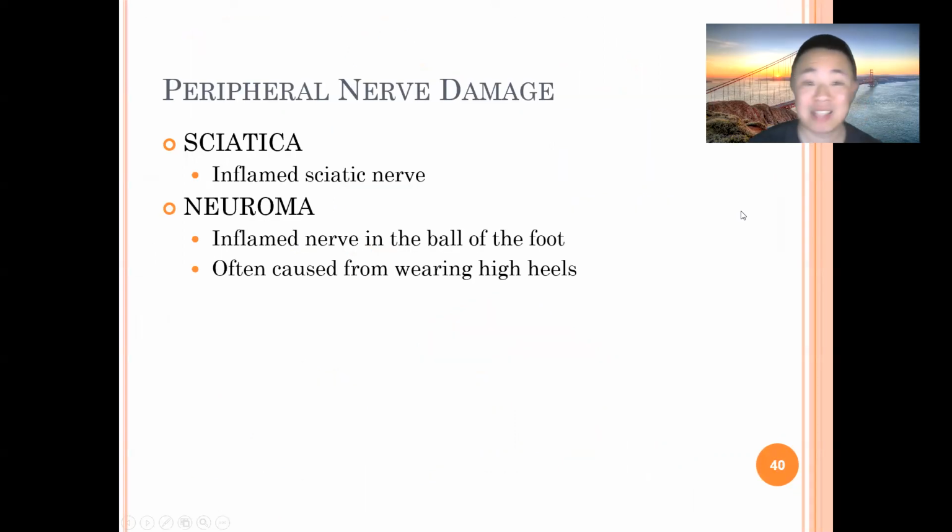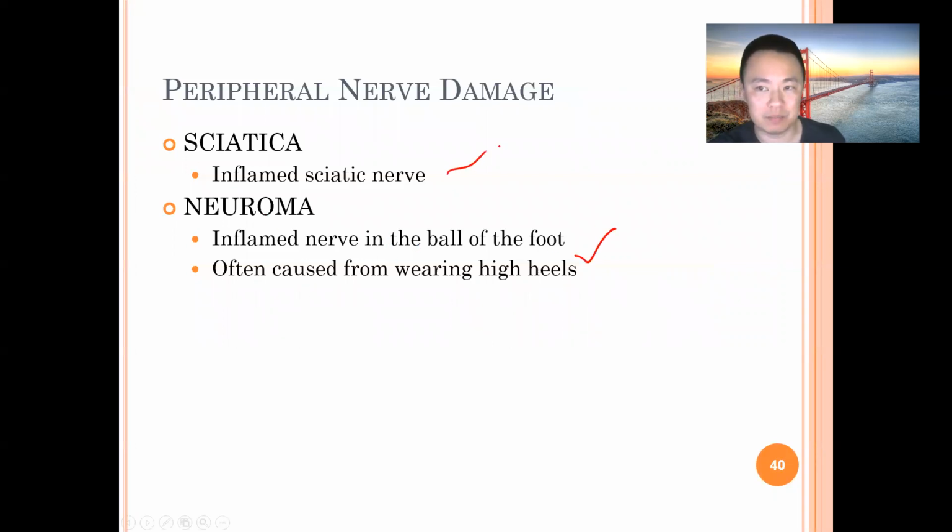Okay, now sciatica here is an inflamed sciatic nerve. Neuroma here is an inflamed nerve in the ball of the foot, often caused from wearing high heels.